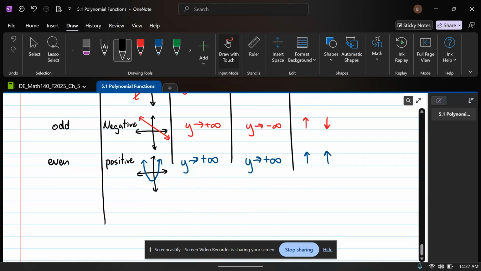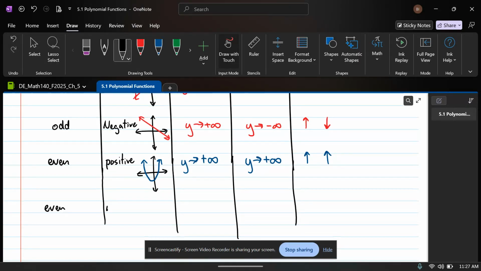Every even degree polynomial, x squared, x to the fourth, x to the 18th, the end behavior is the same if it has a positive leading coefficient. If it's even degree with a negative leading coefficient, the graph acts like a quadratic that opens down. So the y values are going to negative infinity on both sides. Double down.